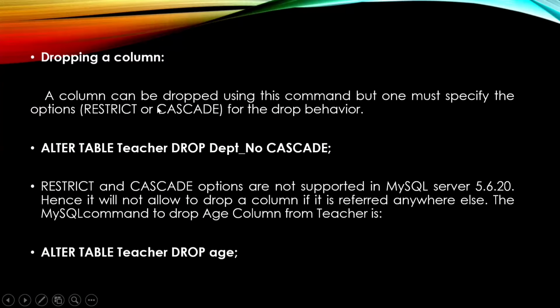Dropping a column. A column can be dropped using this command, but one must specify the option restrict or cascade for the drop behavior. If you want to delete a column, you have to use the cascade or restrict option. But alter table, which table? Teachers table. Drop means what? Delete. Drop department number cascade.